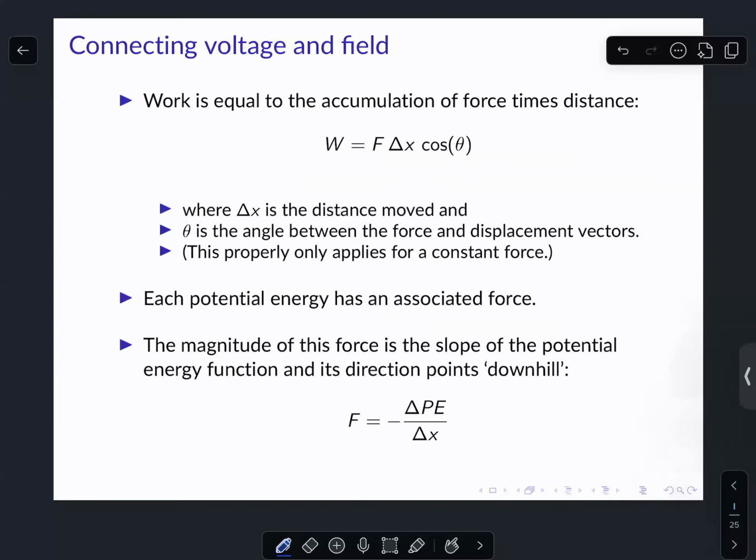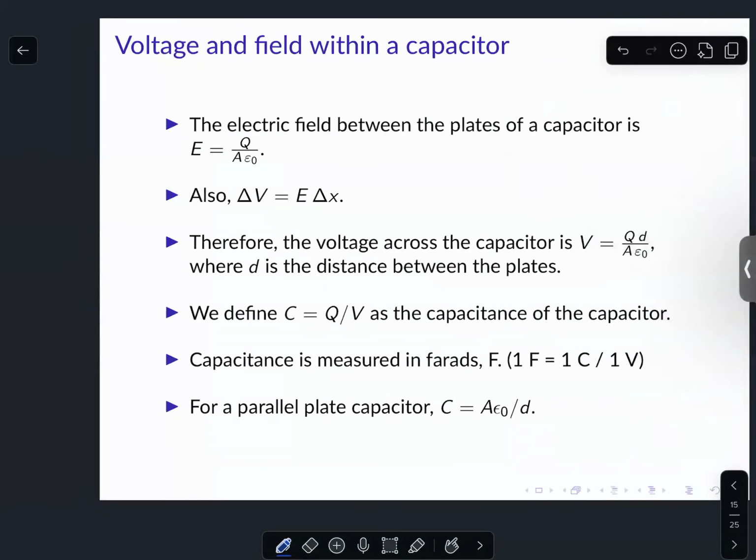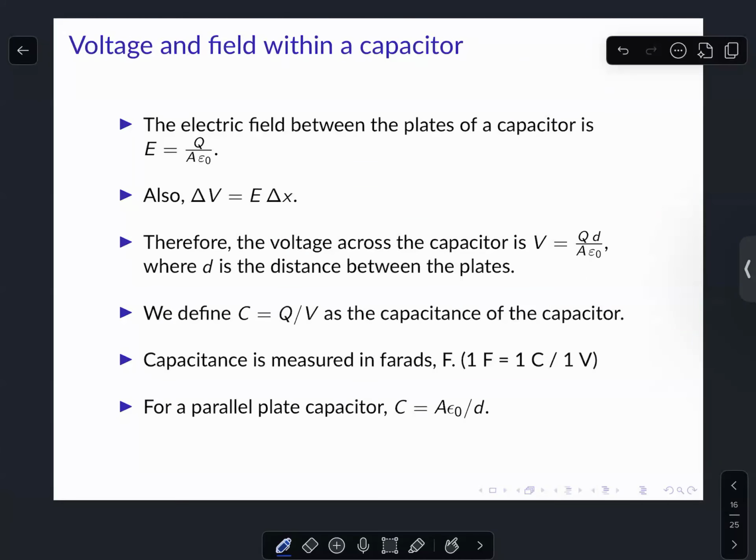First, though, what the heck is a capacitor? What do you need to know about capacitance? What hopefully is review about a capacitor. Here's my review of capacitance. Please tell me this is review.